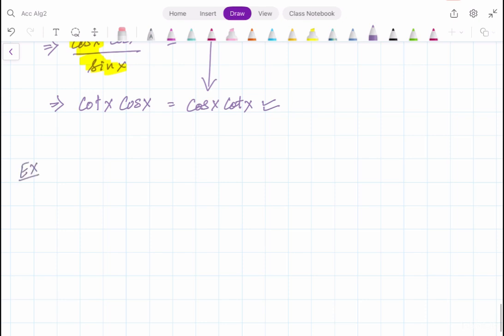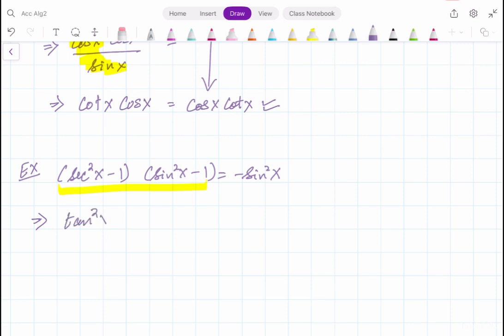Let's take one more. Now we have secant squared x minus 1 times sine squared x minus 1 is equal to negative sine squared x. Again, pause the video, try to verify it again on your own, and then check the answers with me. We know secant squared x minus 1 is tangent squared x, and sine squared x minus 1 will be negative of cos squared x, right?